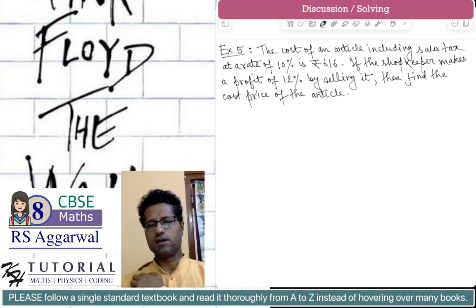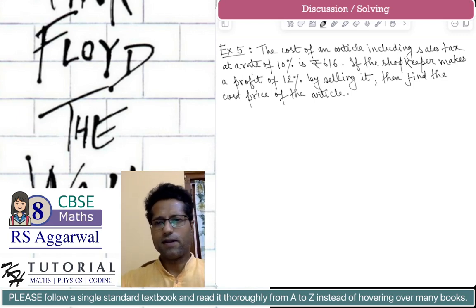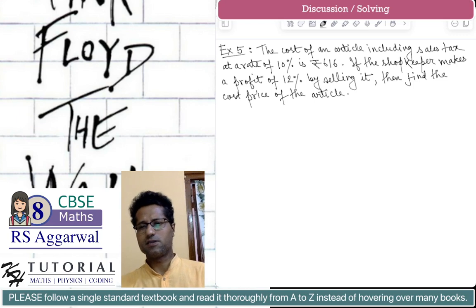So basically the customer is buying an article at rupees 616, that includes the sales tax, and the sales tax is at a rate of 10%. Okay, if the shopkeeper makes a profit of 12%, now it is talking about from the shopkeeper's point of view. It is saying that if the shopkeeper makes a profit of 12% by selling it, then find the cost price of the article. Now definitely, the profit will be based on the selling price and the cost price.